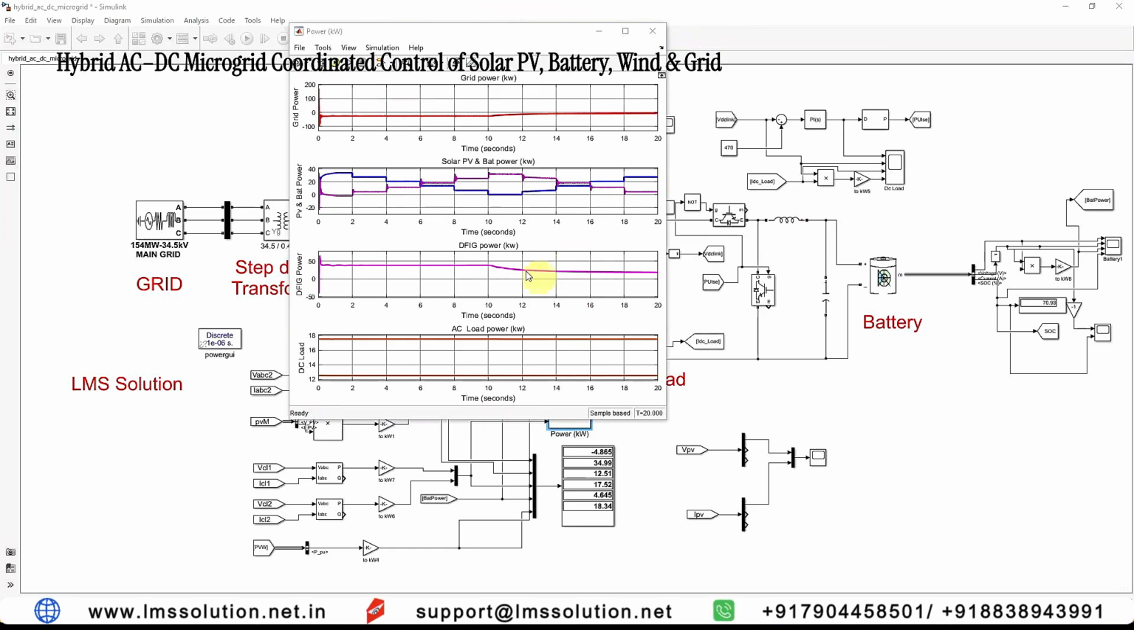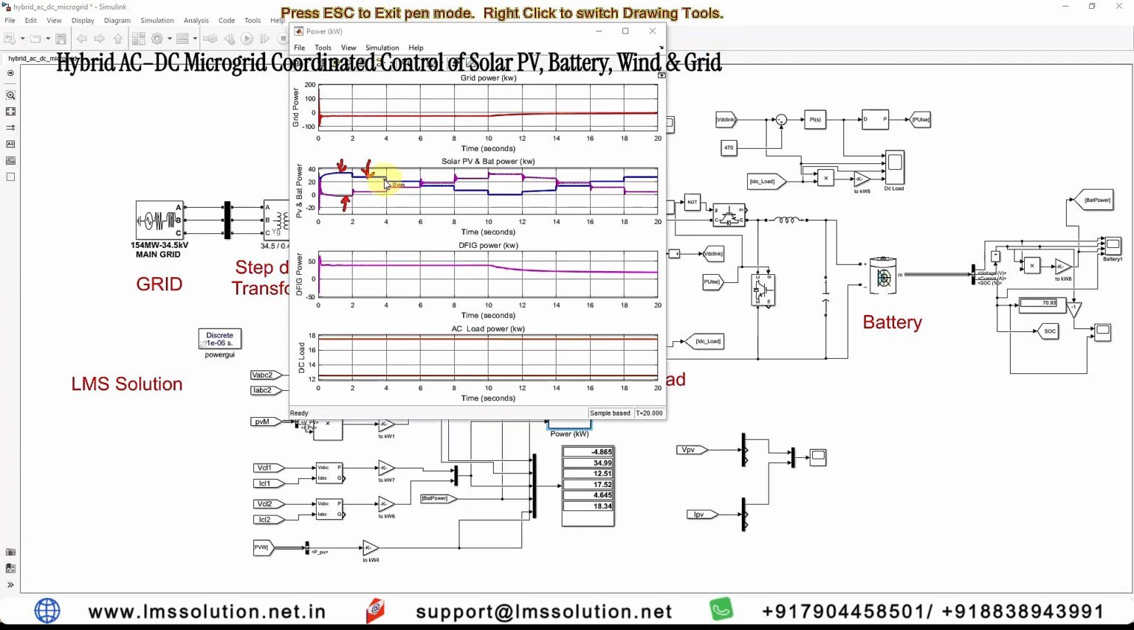And here you can see the variation of the solar PV power and battery power. Based upon the solar PV power, you can see the battery charging and discharging condition. Initially, the solar PV power is around 33 kilowatts. During that time, the battery goes to charging mode. Every 2 seconds, the radiation changes from 1000 to 800, then 600 and 400, then 200 and then 0. Then it goes to 200, 400, 600, 800.